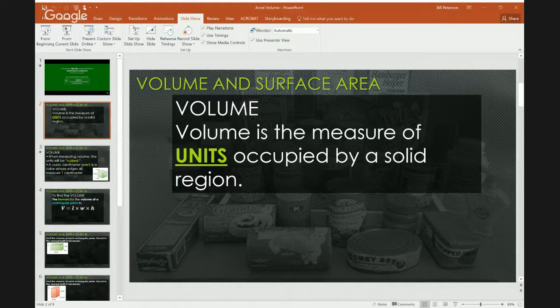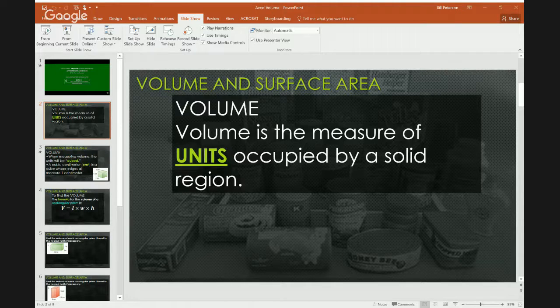Let's try number 2. We have a couple examples here, but we're always going to start with our equation: volume equals length times width times height. Let's label our sides. 4 is going to be the length, 5.1 is going to be the width, and 9 is going to be the height. So volume equals 4 times 5.1 times 9.